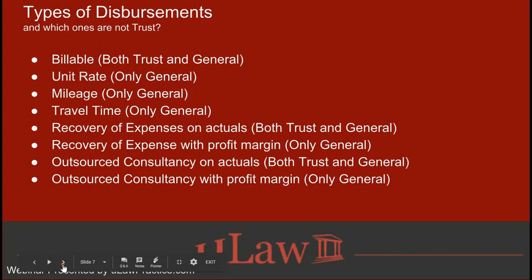Last, we looked at the types of disbursements, and whether they can be dispersed from trust and/or general. At a very high level, if they're actuals, you want to consider both trust and general as methods of payment. And if they're not, if you're doing it with a profit or loss margin, by all means only use the general account.